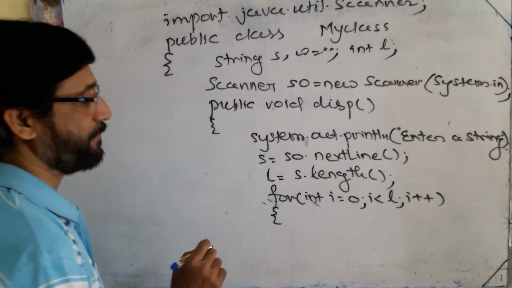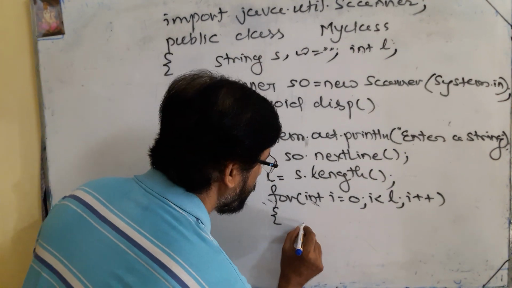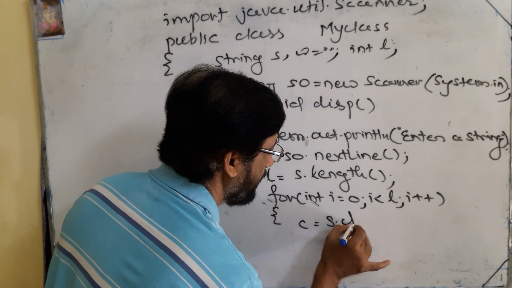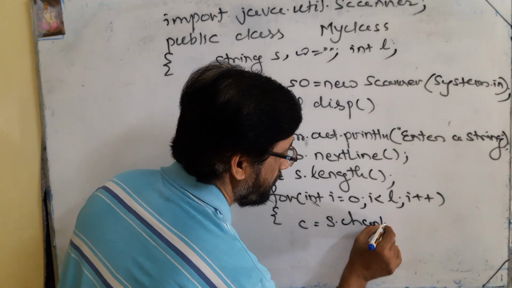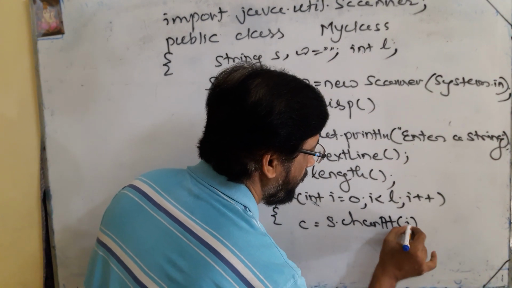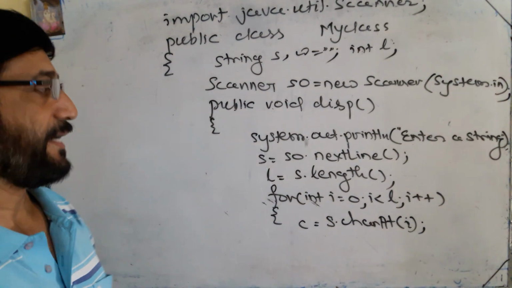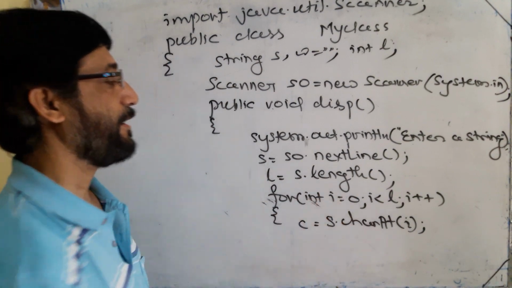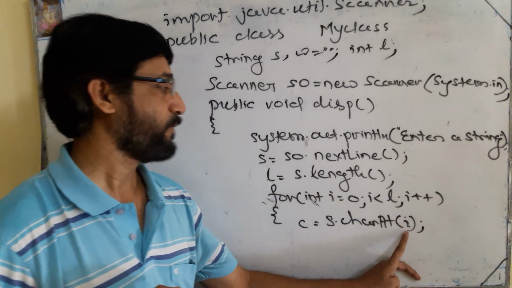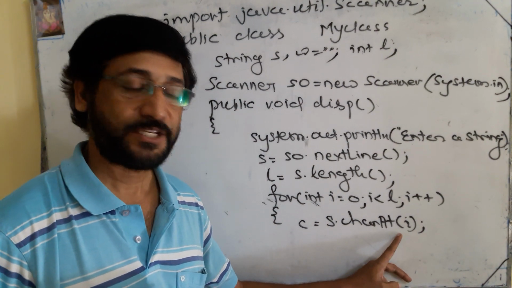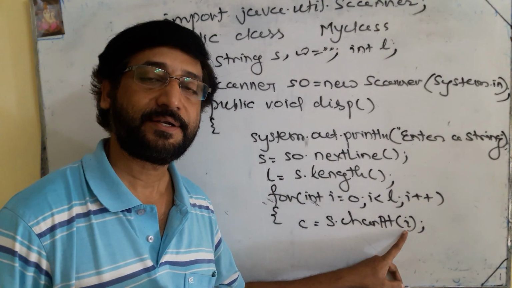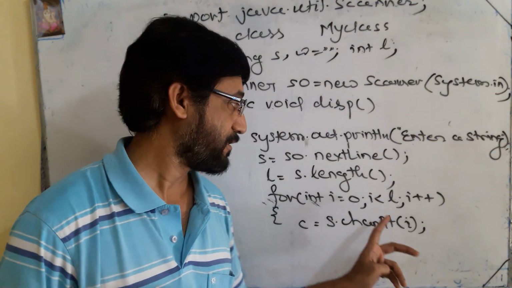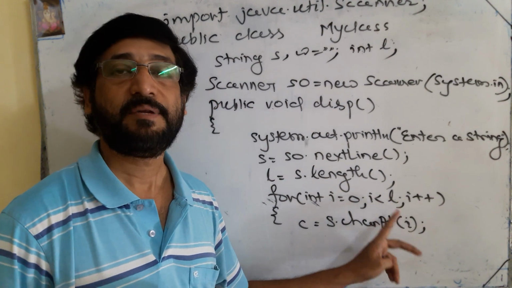Now you select one character after another by using the charAt function. Let us store the selected character in a variable c. So c = s.charAt(i). Now we are going to select the character present at index i, so that this variable can select one character after another. First i is 0, so it will select the character at index 0. Then i is 1, it will select the character at index 1, then 2, 3, 4, 5, like this. All the characters up to the last index will be selected.